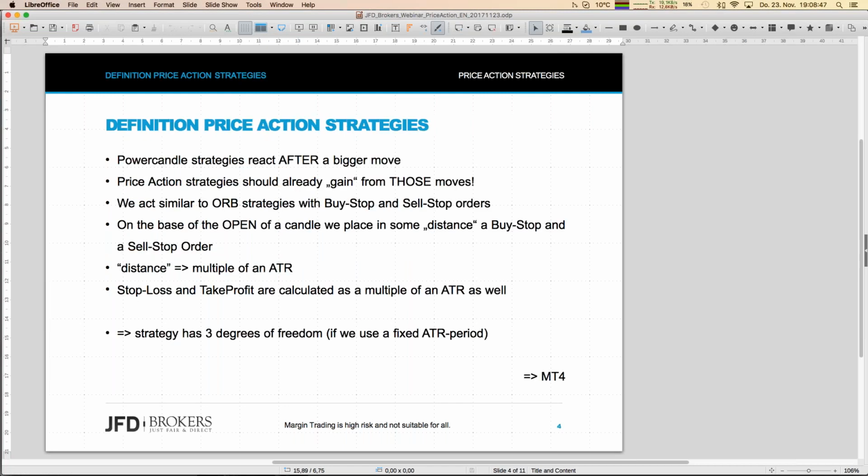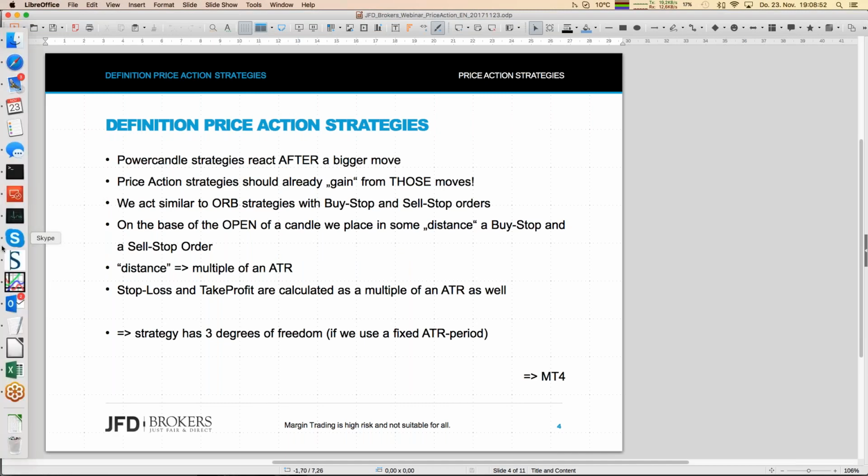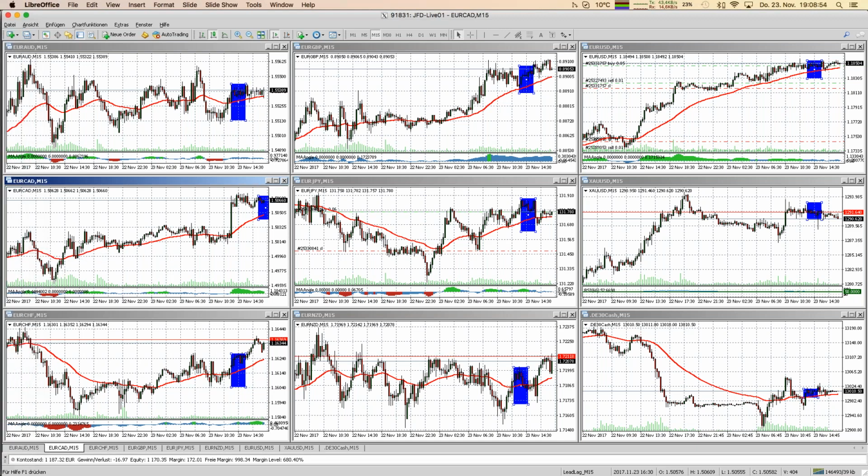So how do we define price action? Before we start, just an example already here in MT4, and I want to focus you on exactly this part of the chart. In this case, it's Euro, Canadian dollar on an M15 time frame. And you see there's one big candle, this one here, or at least a bigger candle than all the other ones. And here we have exactly such an action.